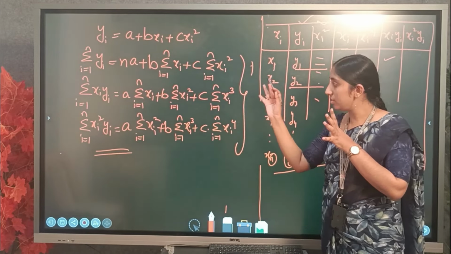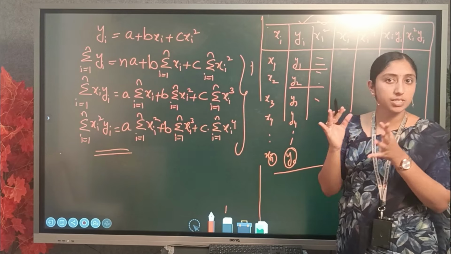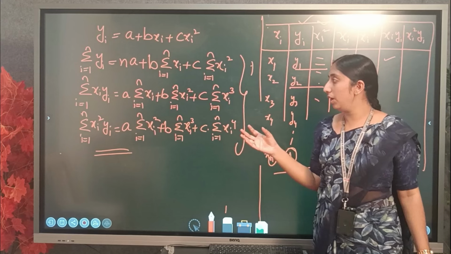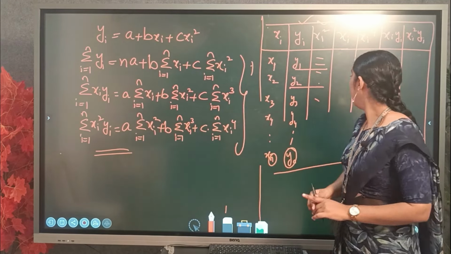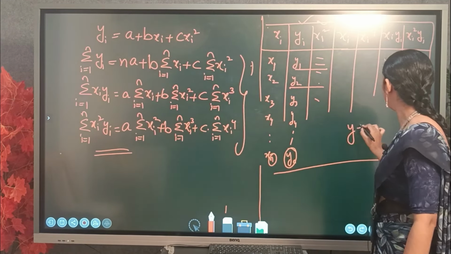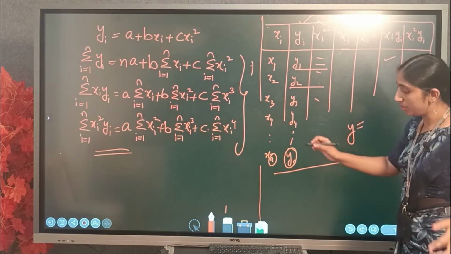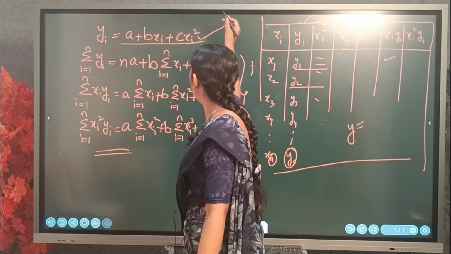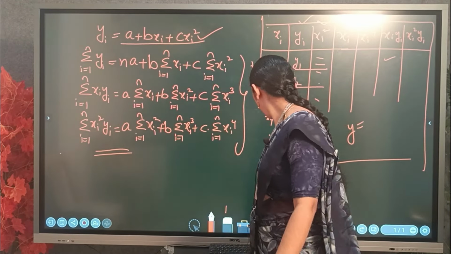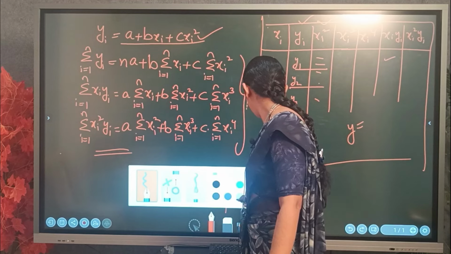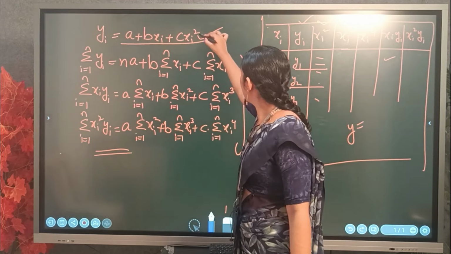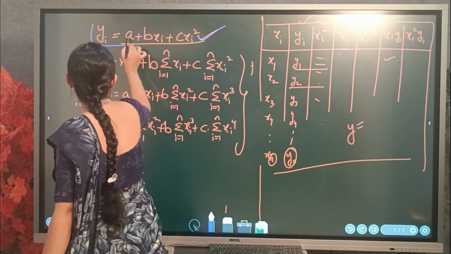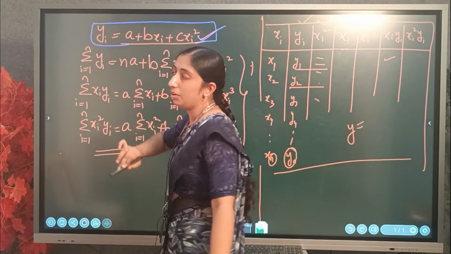Then you will get these three equations in terms of a, b, c and constants. You can solve these three equations and you will get the values a, b, c. And you have to put these values in what we have already considered earlier. What is this? Y is equal to a plus bxi plus cxi square. This is the parabola we had earlier. So this parabola will be the required parabola for our problem.